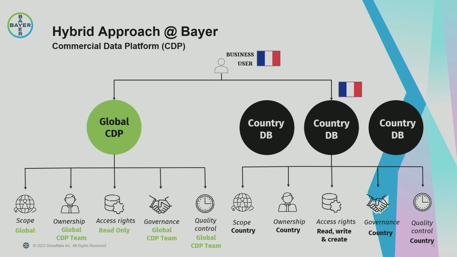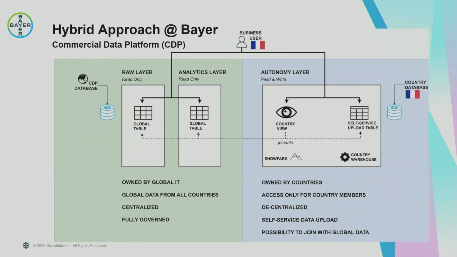There's a self-service portal where they can upload a local CSV file, and then join that local data, which resides in the autonomy zones, with the rest of the data that is available globally, and then perform their analysis on top of that. How that looks we can see here. It's a slightly more technical slide, but basically it's still showing the same content as before.